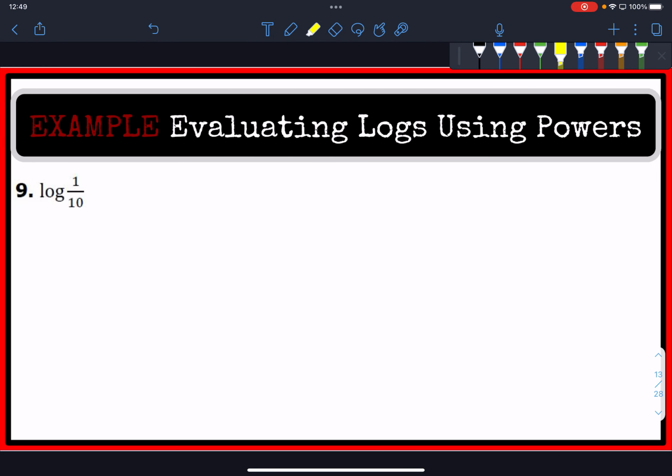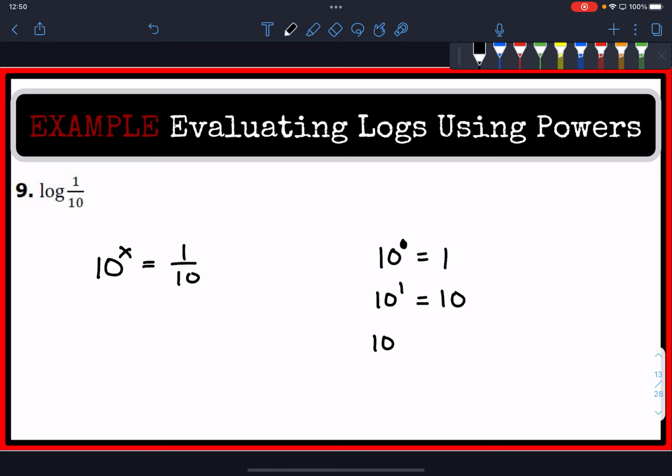Now this is a common log. So here our base is 10. So 10 is going to be raised to some power to equal 1 over 10. So for this example, it's probably a good idea to understand our powers again. If I have 10 to the 0 power, we should know that's equal to 1. If I have 10 to the 1st power, that's equal to 10. 10 to the 2nd power will be 10 times 10, which is 100, and then so on, 10 to the 3rd, which would be 1,000.